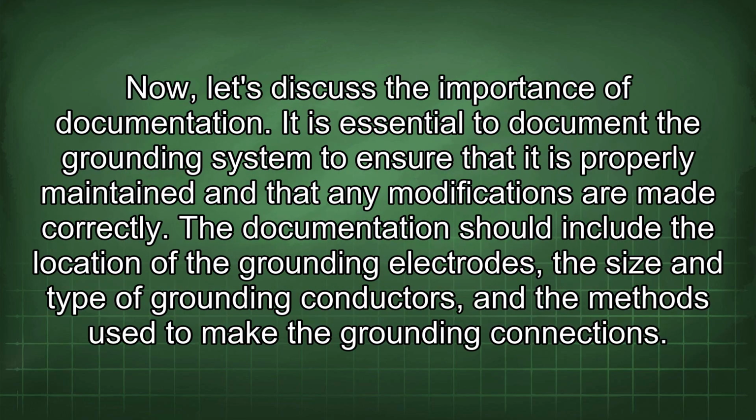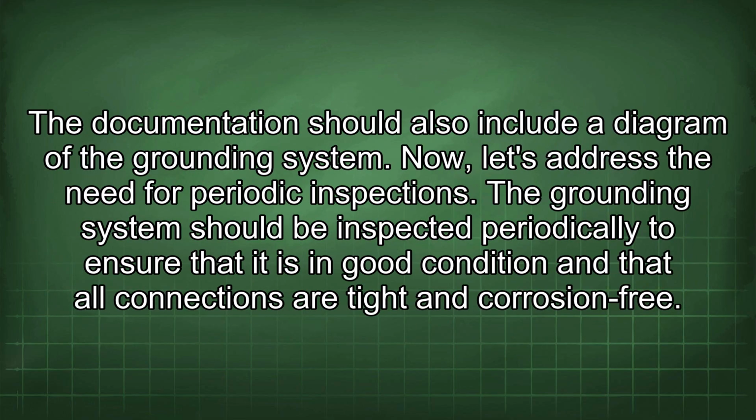Now let's discuss the importance of documentation. It is essential to document the grounding system to ensure that it is properly maintained and that any modifications are made correctly. The documentation should include the location of the grounding electrodes, the size and type of grounding conductors, and the methods used to make the grounding connections. The documentation should also include a diagram of the grounding system.